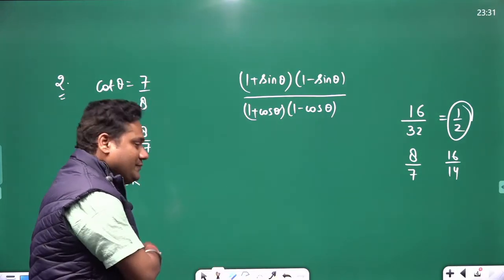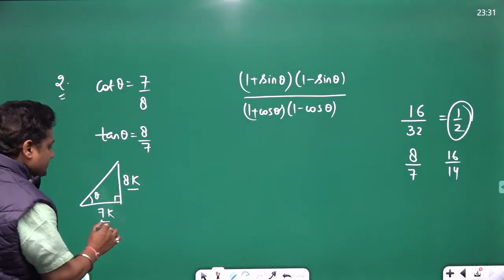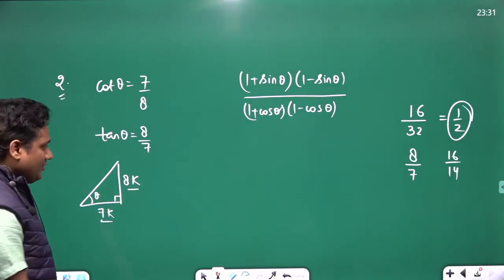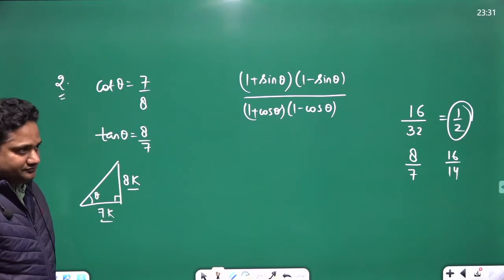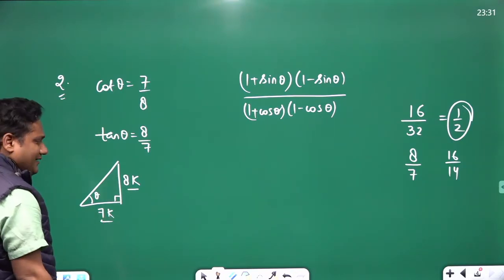So it might be possible the common term will be cancelled out. That's why we write 8k and 7k. The common part is k. Okay, done. After it we will apply the Pythagoras theorem.